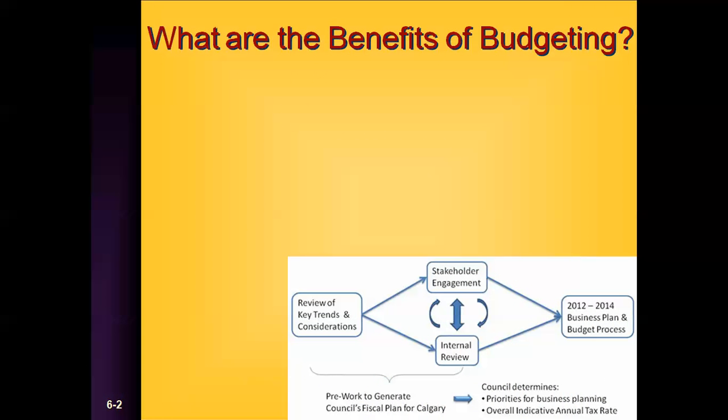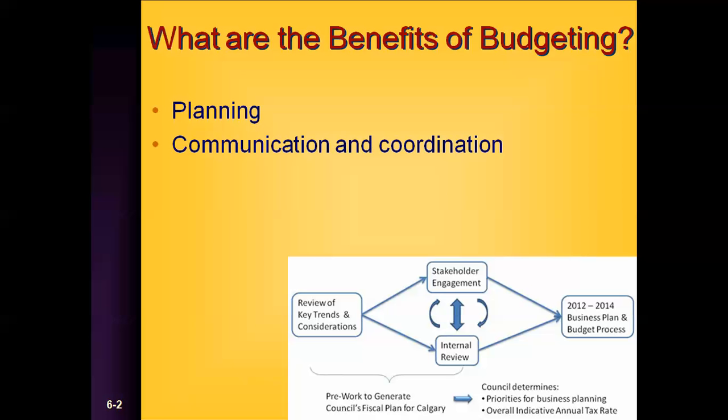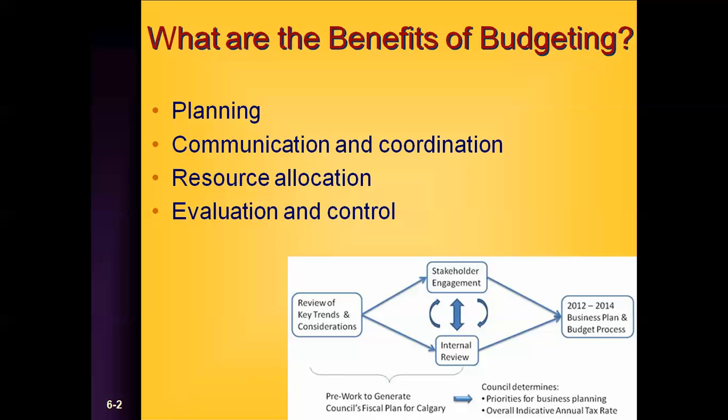So let's talk about what the benefits of budgeting are. And there's really 4. The first is planning. The second is communication and coordination. The third is resource allocation. And the fourth is evaluation and control. But let's take one of these at a time. So planning is essentially the process of budgeting on an annual basis. You actually present plans, and they typically are quantified in financial terms.